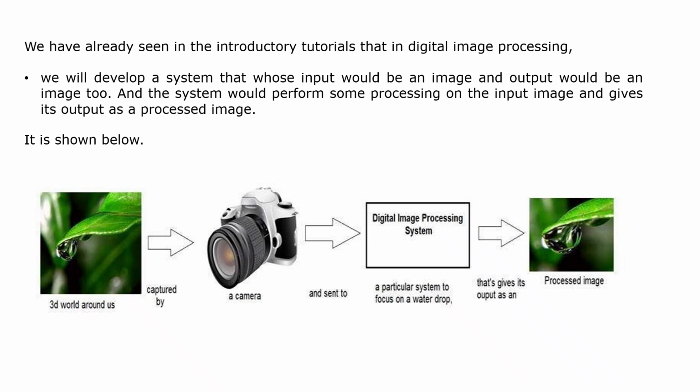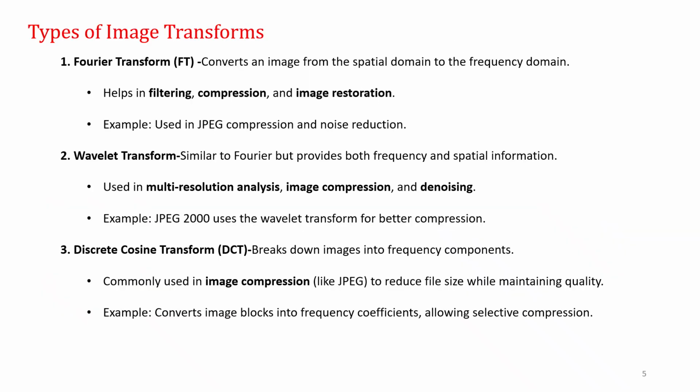Here the image has been cropped and the size has been reduced. Any transformation will be applied inside, and it has been enhanced to a better quality using the image transformation applied in the image processing system. So what are all the types of image transforms? Fourier transform, wavelet transform, discrete cosine transform. We have given also the examples.